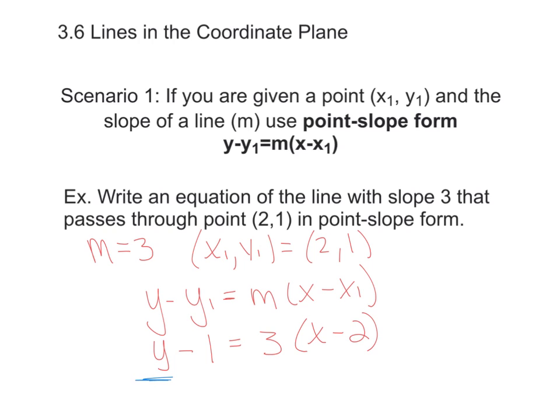So this y and this x never change. It's just the x1, the y1, and the m that we plug into the appropriate spaces. If we're told to keep it in point-slope form, we are done. We've inserted our point and our slope, and so we have our point-slope form.